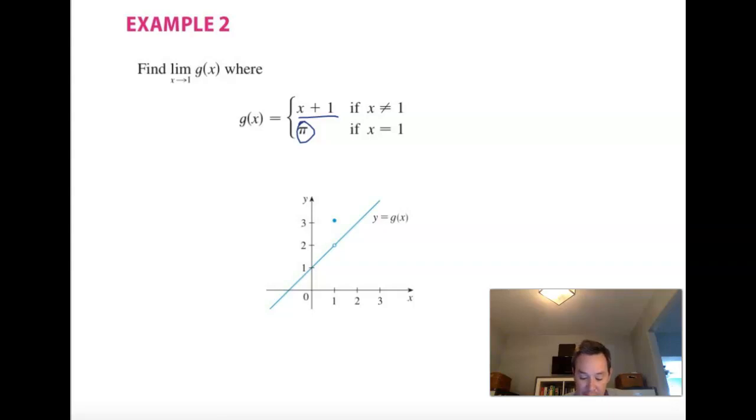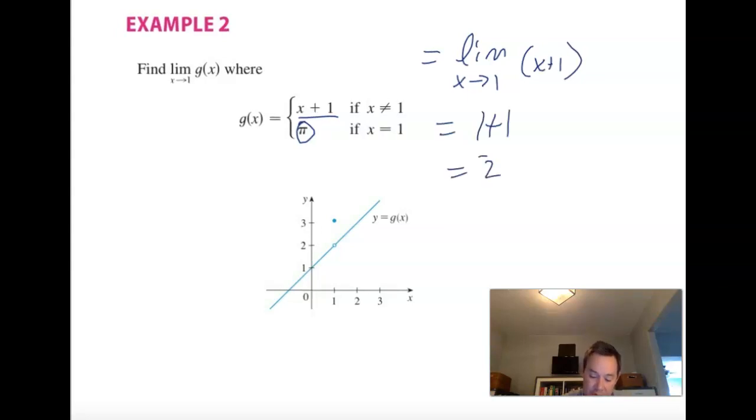And so as we approach 1, remember, we don't care what's going on at 1. So in fact, I can say that that limit is going to be equal to the limit as x approaches 1 of just x plus 1. We can then do a direct substitution, 1 plus 1, and say it's 2. Because we're using this function everywhere except 1. And if all we're doing is approaching 1, I only care about using that piece of the function. I don't care about what's going on at 1.